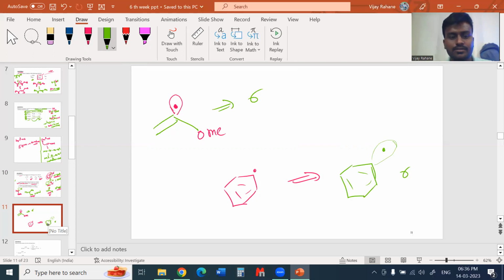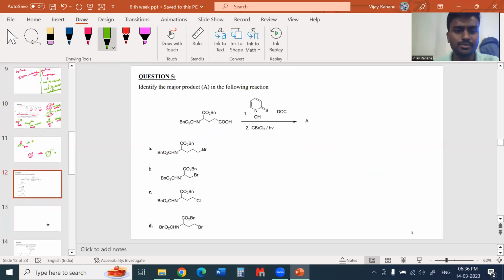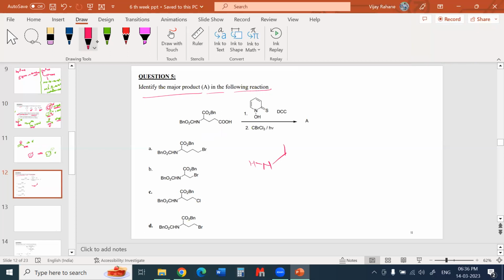We'll take the next question now. This is the fifth question, and here they have given: identify the major product A formed in the following reaction. They have given a reaction sequence, and we have to solve this reaction. First, they have given a compound. I will split the groups so we can find the exact reaction site, right? If you see here NH, so we'll start from here. N contains one hydrogen attached.